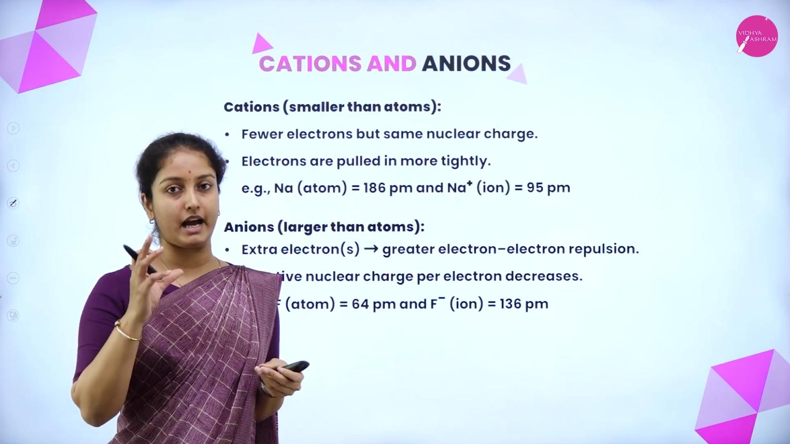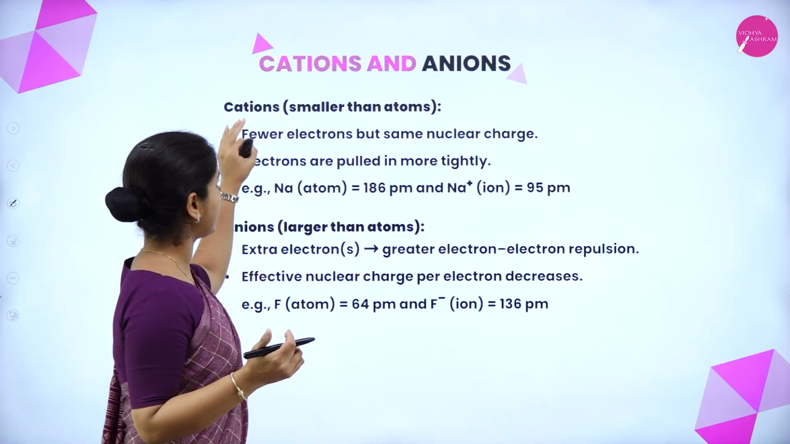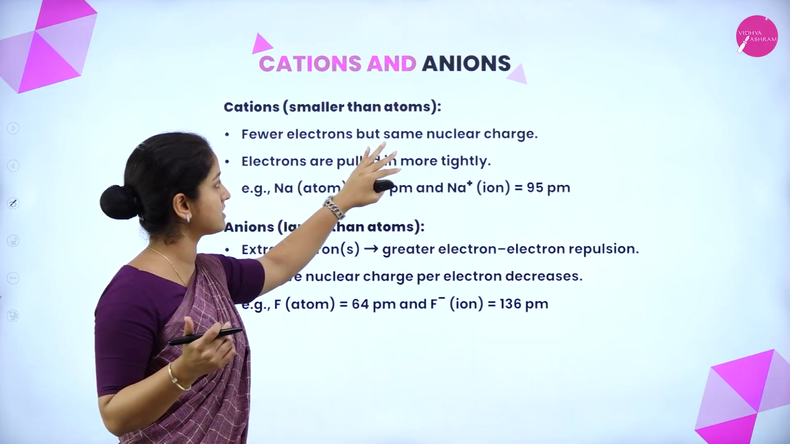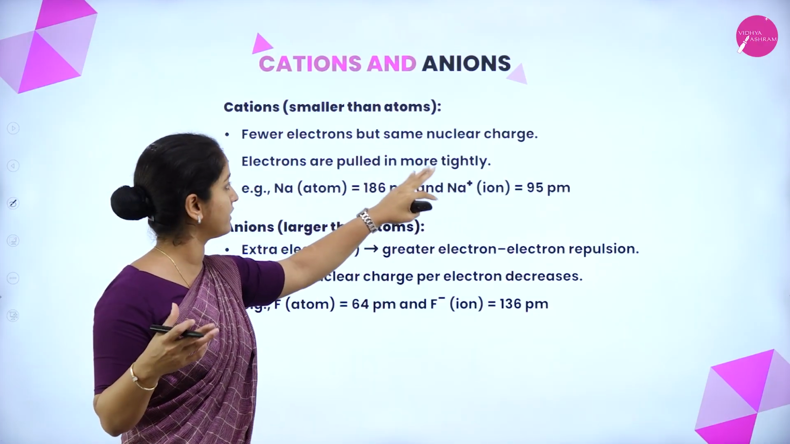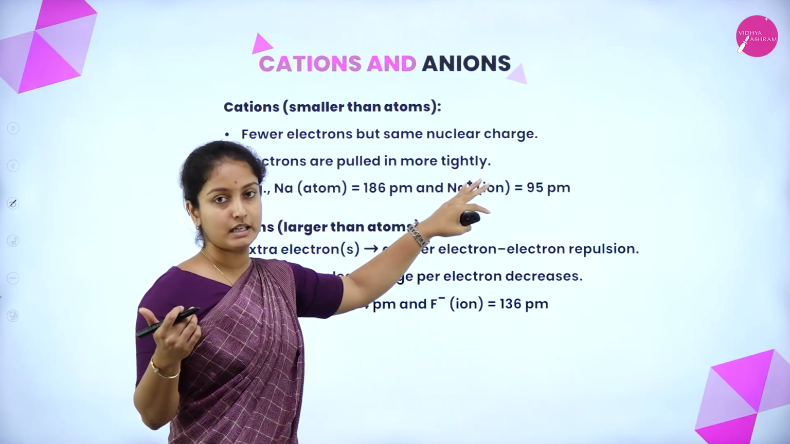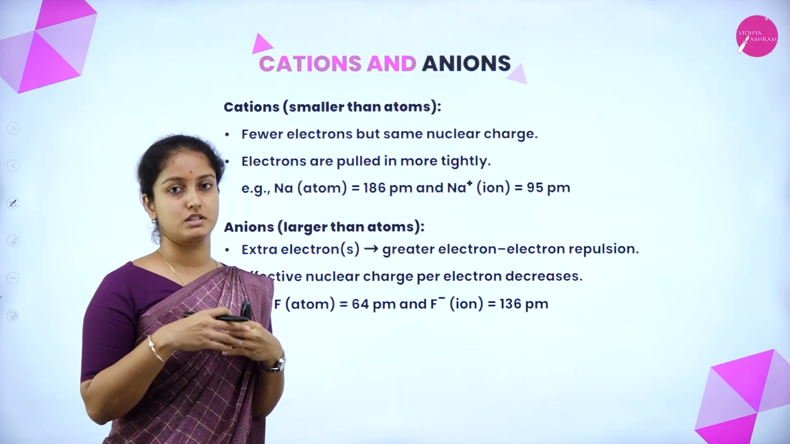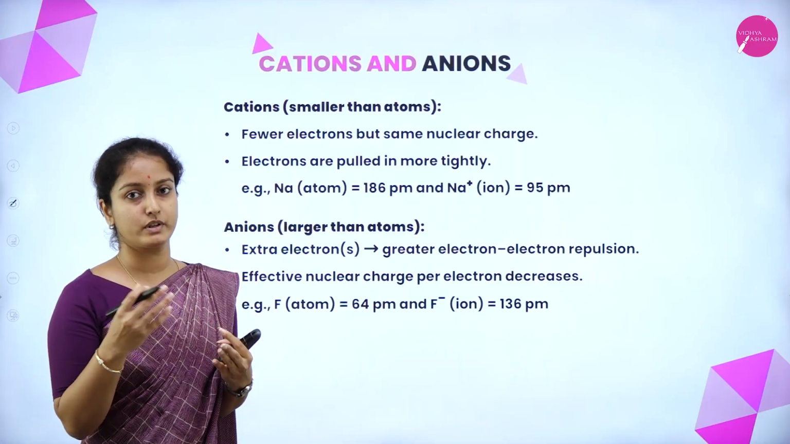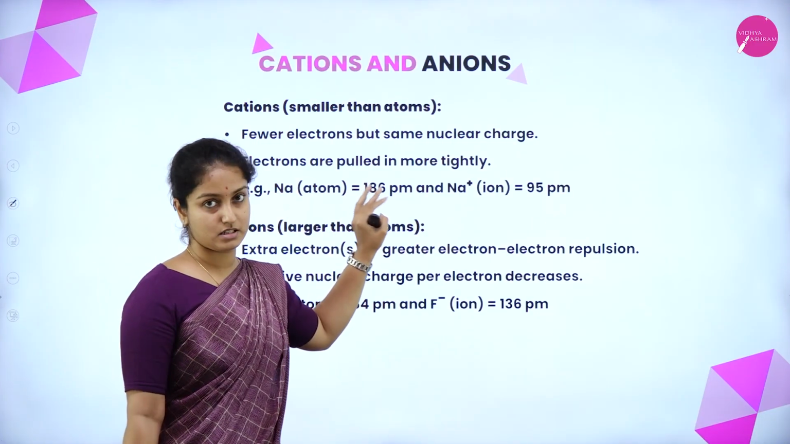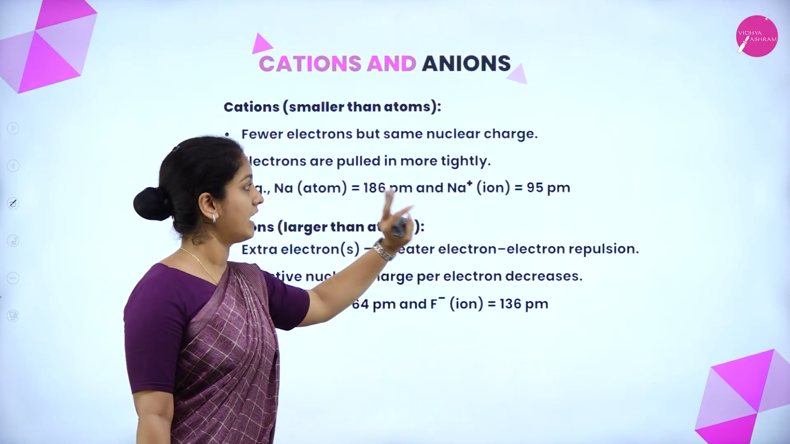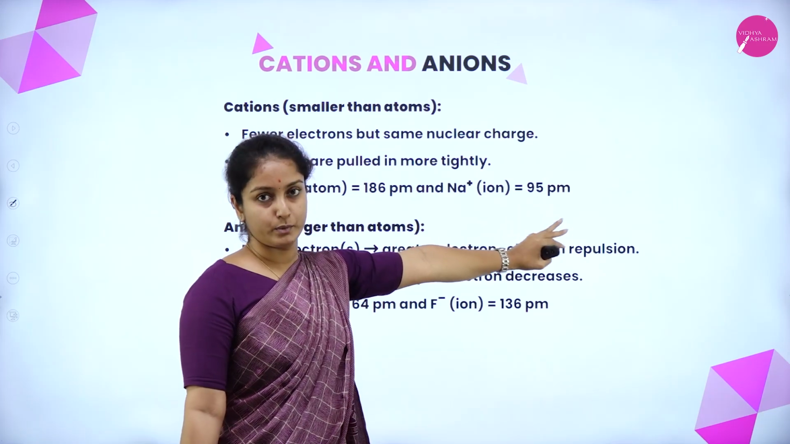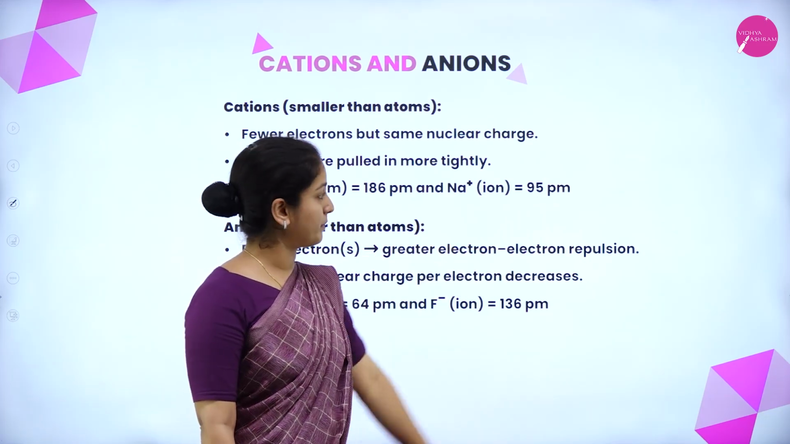When you consider ions separately, cations will be smaller than their atoms because fewer electrons are present and therefore there will be a smaller nuclear charge. Electrons are pulled in more tightly because most of the electrons are already lost, and the fewer remaining electrons are pulled towards the nucleus. So, a sodium atom has 186 picometer, and when it loses an electron, the sodium ion's ionic radius decreases to 95 picometer.